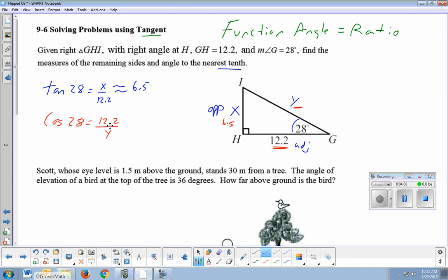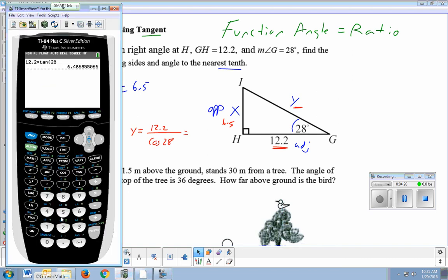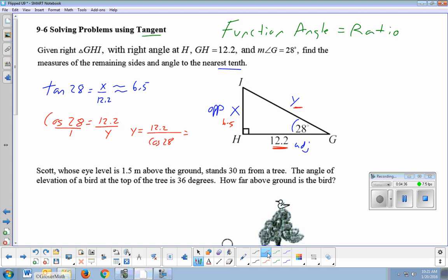And this is going to be a scenario where I'm going to have to do 12.2 divided by cos 28. Because if I cross multiply here, I get y times cos 28. So I'll end up having to do y equals 12.2 divided by cosine 28. And to the nearest tenth, 12.2 divided by cos 28 is 13.8. And that sounds right based on what I see my other sides are and how the problem looks. So 13.8. And then I also wanted the other angle.